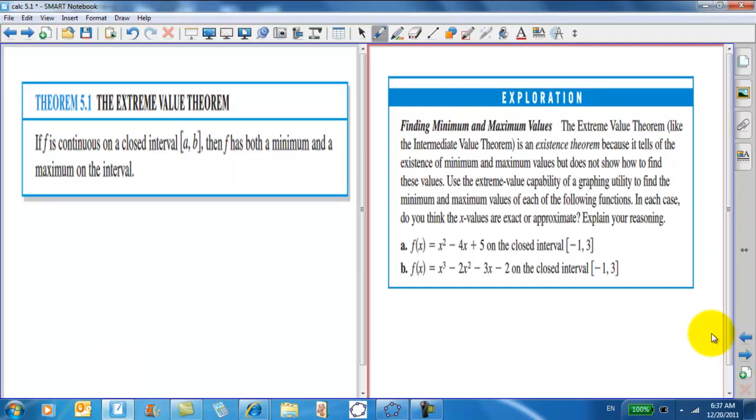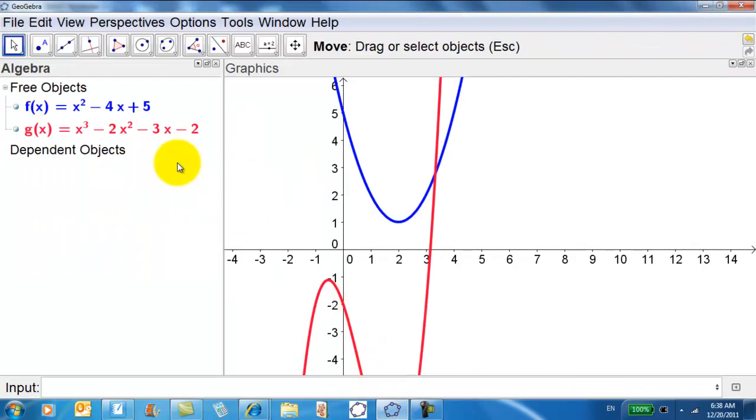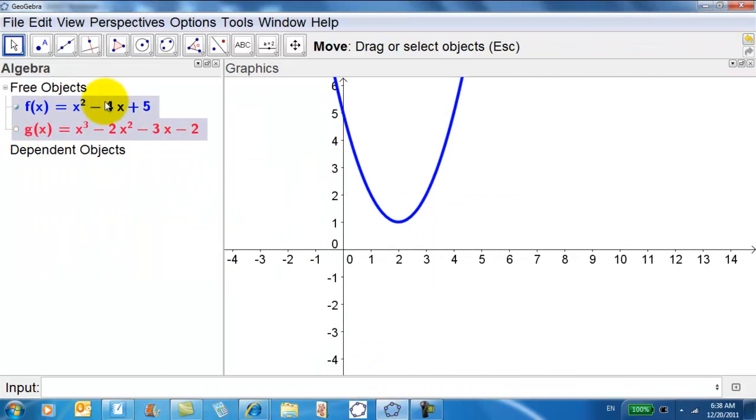So let's do some exploring on GeoGebra. You can do this on your calculator as well. And I want you to actually check out GeoGebra this quarter because it does have a nice feature called the function inspector. Let's look at f(x) equals x squared minus 4x plus 5 on the closed interval from -1 to 3. So I've got the functions here. Here's our first one, x squared minus 4x plus 5. And you just want to look on the closed interval from -1 to 3 and see what's happened.